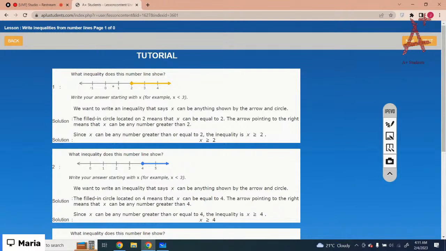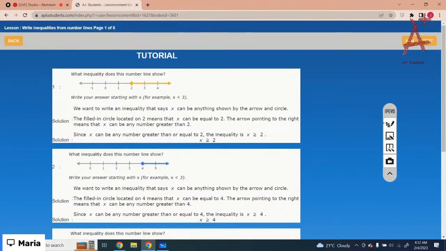Let's start with the first example. What inequality does the number line show? You are given a number line. You have to write down the inequality from the number line. Okay. We want to write an inequality that says x can be anything shown by the arrow and circle. The filled in circle located on 2 means x can be equal to 2. Got it? The arrow pointing to the right side means x can be any number greater than 2.